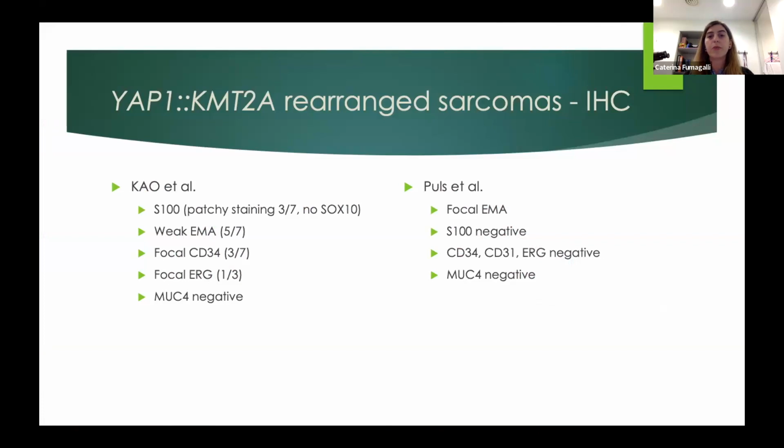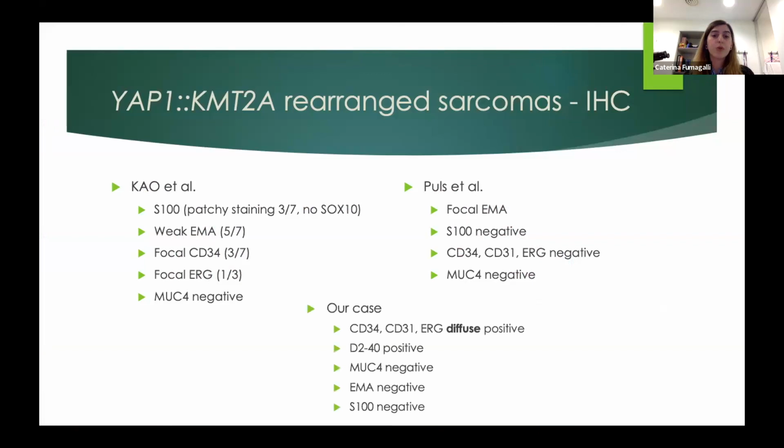I mean, in both series, there was a focal or weak EMA expression, and just in the first series, there was a focal CD34 and ERG expression. While in the second article, just EMA was found within this tumor. It's quite curious that in our case, there is this diffuse positivity for vascular markers, and I think this could be interesting to look at, because on one end it could be useful, if all these tumors express some vascular marker, to detect it, and on the other end it's important to know that this entity could express vascular markers in order not to misdiagnose it as a vascular tumor.